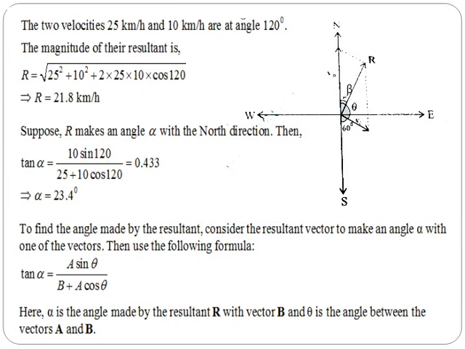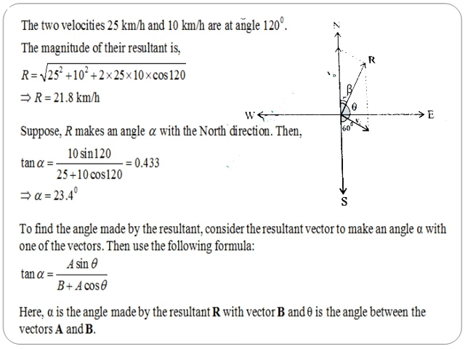By substituting the values of a, b and theta, we get the magnitude of the resultant velocity r is equal to 21.8 km per hour.